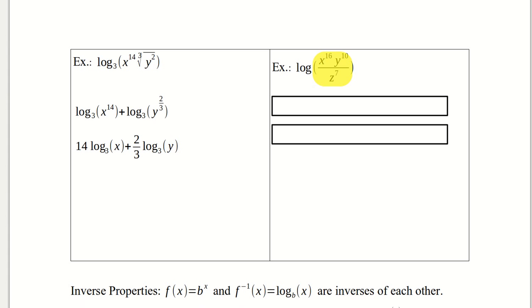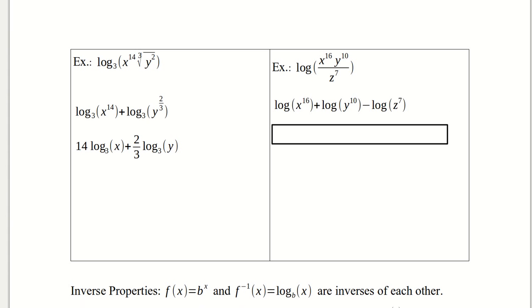So here the x to the 16th and the y to the 10th are being added because they're in the numerator, they're being multiplied, and the z to the 4th, when it comes out of that logarithm, will be subtracted. So let's take a look at that. There's the addition for the things that are in the numerator.